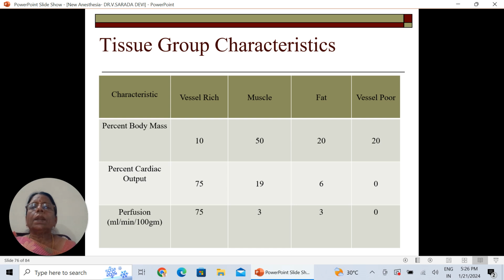So these are the tissue group characteristics: vessel-rich group, muscle-rich group, fat-rich group and vessel-poor group. The percentage of body mass is 10 in the vessel-rich group, whereas in muscle it is 50, in fat it is 20 and vessel-poor is 20. Percent cardiac output is 75% in the vessel-rich group, muscle 19, fat 6%, vessel-poor 0. Perfusion in ml per minute per 100 gram is 75 in the vessel-rich group, 3 in the muscle-rich group, 3 in fat and 0 in the vessel-poor group.